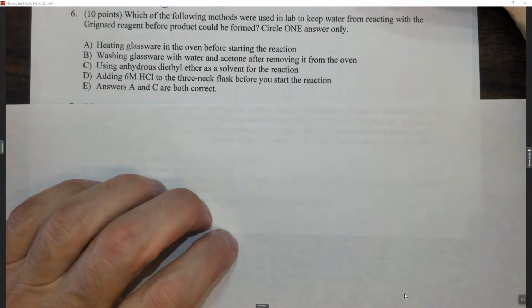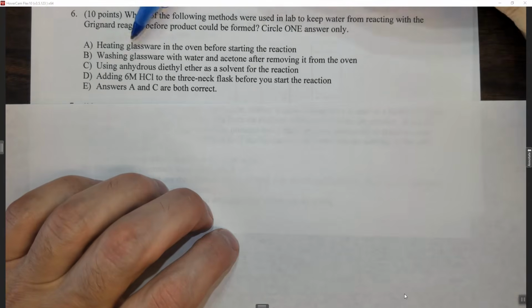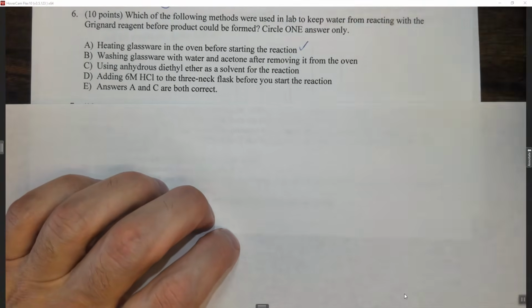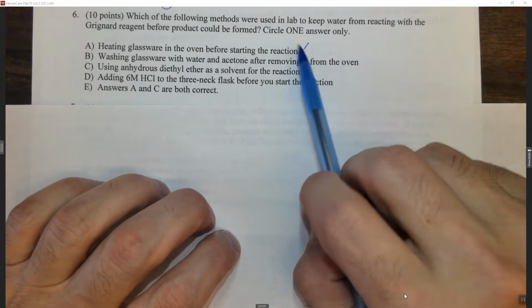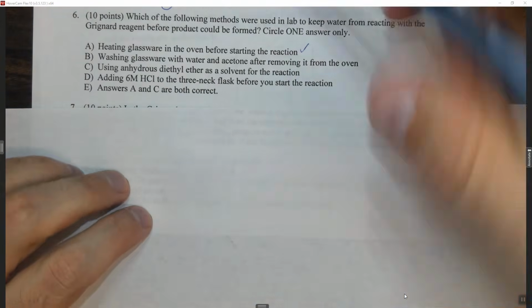Number 6 says, which of the following methods could be used in lab to keep water from reacting with the Grignard reagent before the product could be formed? Circle only one answer. Alright, heating the glassware in the oven before the reaction is started. This is exactly why we heat glassware. It's to remove the water. Even if you can't see that it's wet, small amounts of water do condense on the glass.